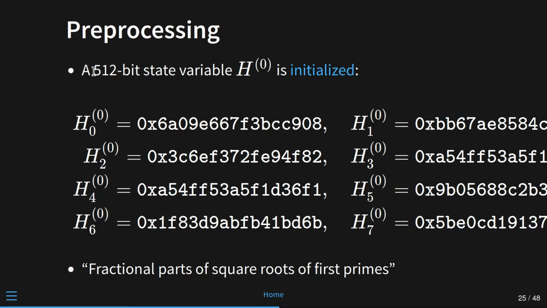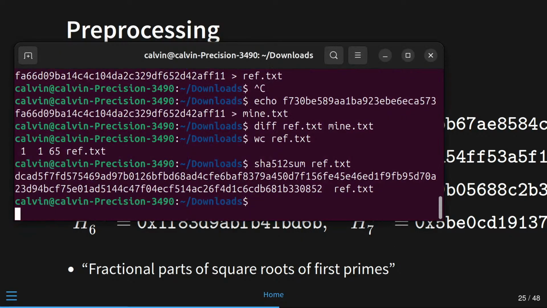There's going to be a 512-bit state variable, which we usually refer to as H, and this is H superscript 0. Then I break this out into words, so this is words 0 through 7, that's 8 words of size 64 bits, and 8 times 64 is 512. So this represents 512 bits of information. What are these? These are the fractional parts of the square roots of the first primes. What does that mean? We're going to get a lab on it, but it's not that bad.